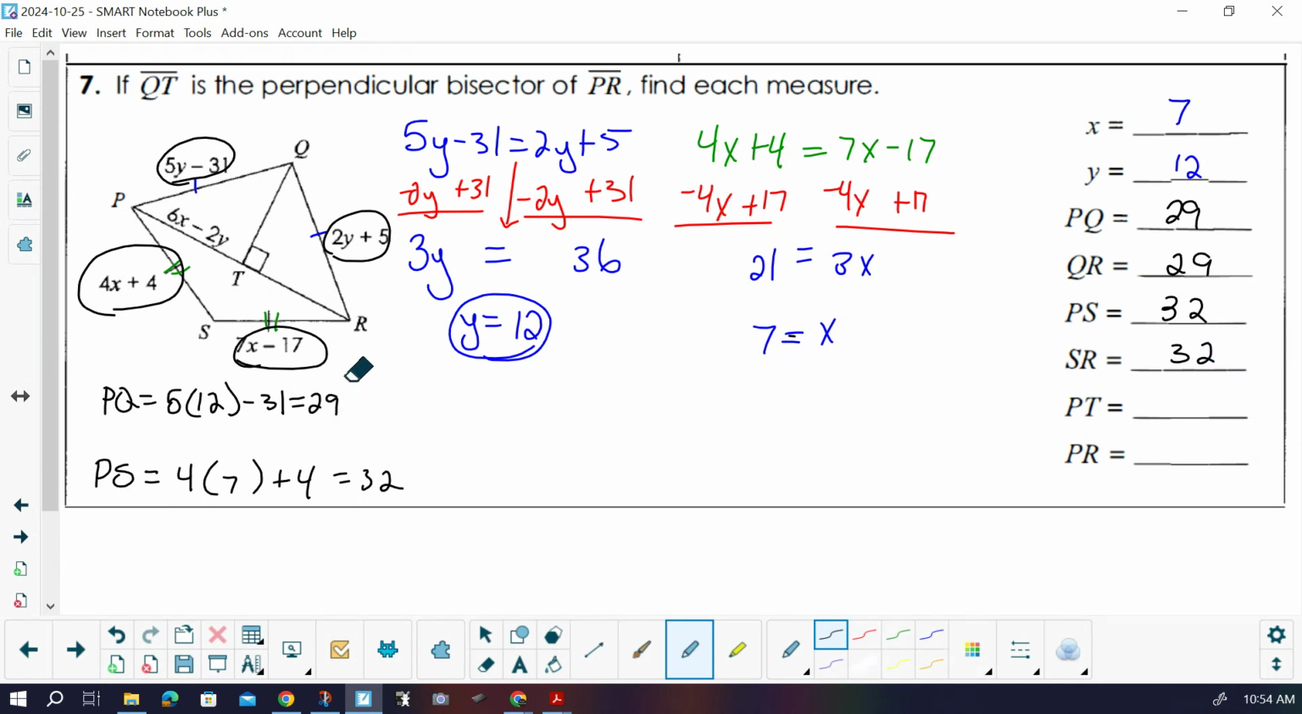Okay. Now let's see, the next one we have here is PT. PT is this one right here. Sorry about that bell ringing in the background.